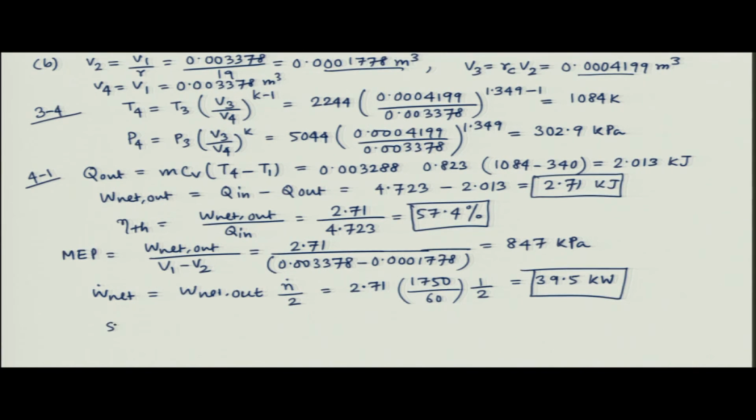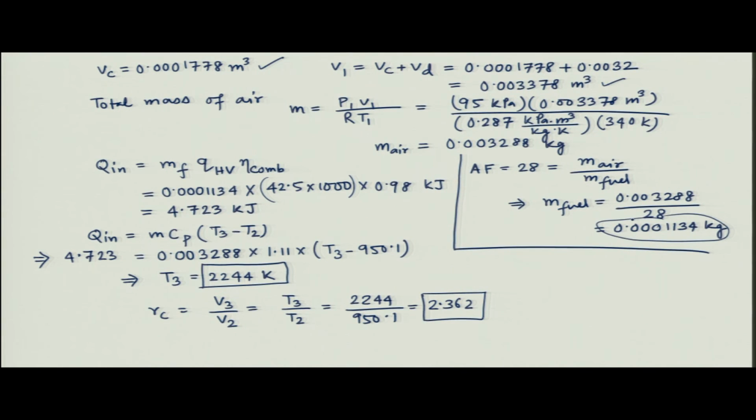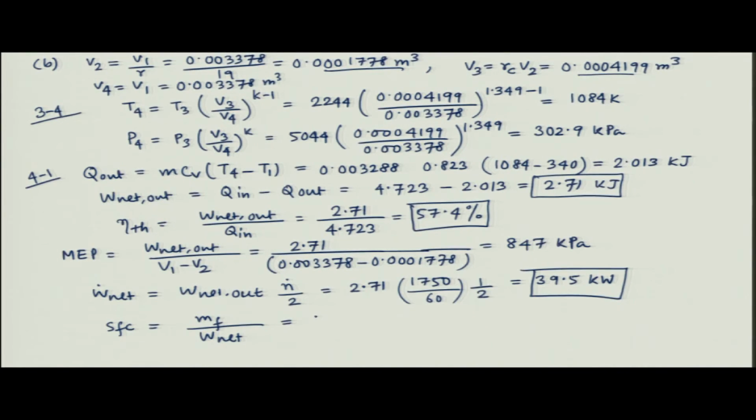Finally, we have to find the specific fuel consumption. Specific fuel consumption is basically the mass of fuel consumed per unit work done. The mass of fuel consumed we already calculated as 0.001134 and net work output is 2.71 kilojoule. So, this is kg and this is kilojoule. Now you have to find it in gram per kilowatt hour.